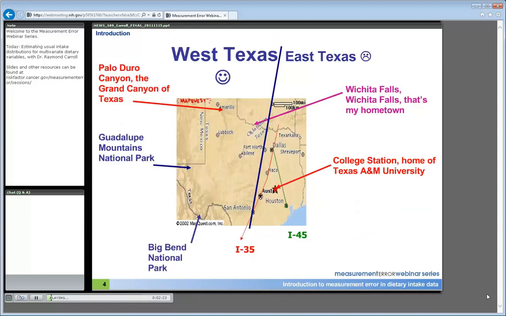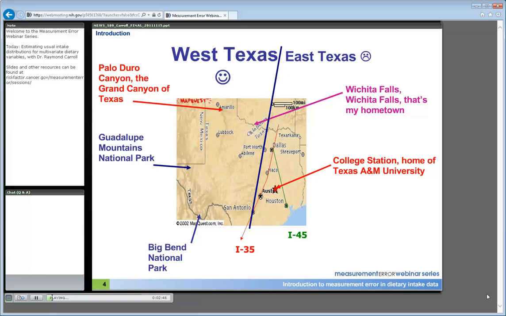So I'm a Texan, and I thought Texans are always proud of being Texans. So I thought I'd just say a little bit about where I'm from. I'm from Texas A&M University, which is in College Station, strategically located in between Austin and Houston, in other words, in the middle of nowhere. And I grew up in the northern central part of the state in a town called Wichita Falls.